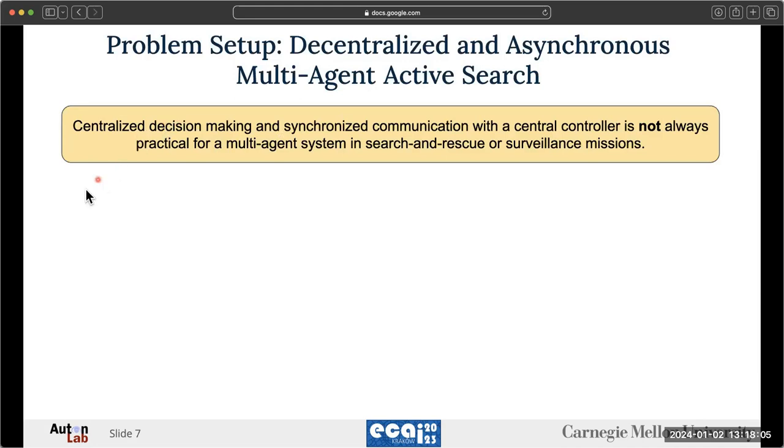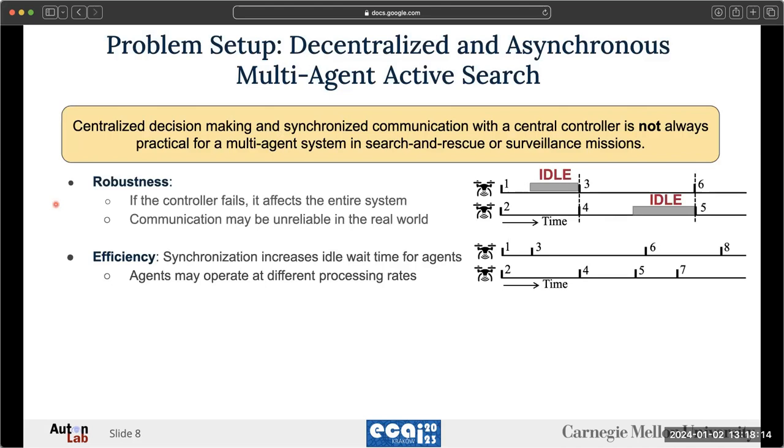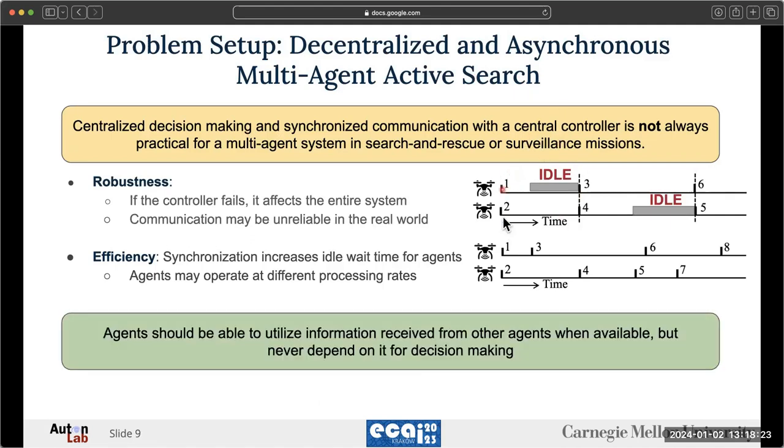Although it is common to have a central controller to coordinate among the agents in the multi-robot team, it may not always be practical or feasible. Communication channels can be unreliable. Synchronization may increase the idle wait time of some of the agents. In contrast, with asynchronous communication, the agents can continue their search in the environment without having to wait for their teammates. So our work focuses on decentralized and asynchronous multi-agent active search.